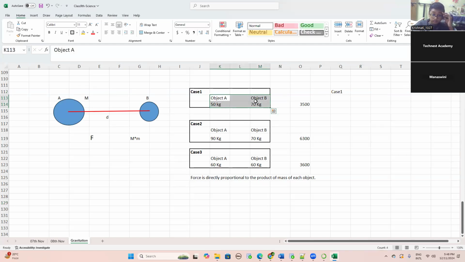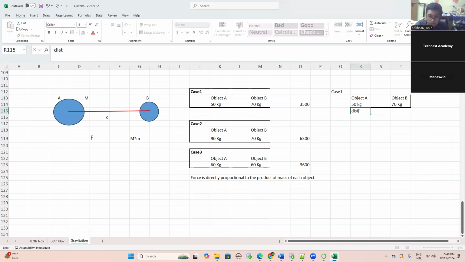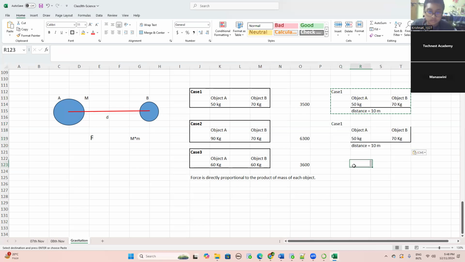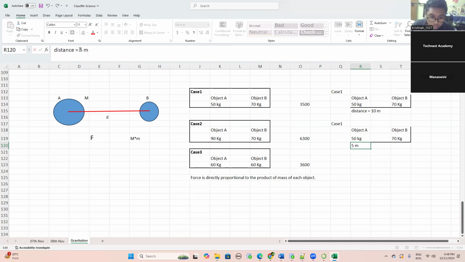Case 1: here the objects are 50 kg and 70 kg, but the distance between them is, let's say, 10 meters. Now take another case. They both have the same masses, but here the distance is, suppose, 5 meters.